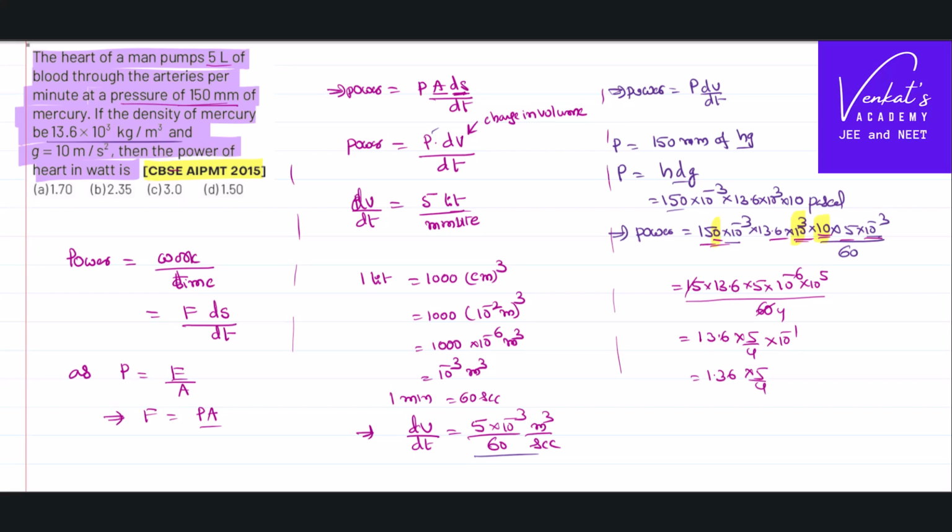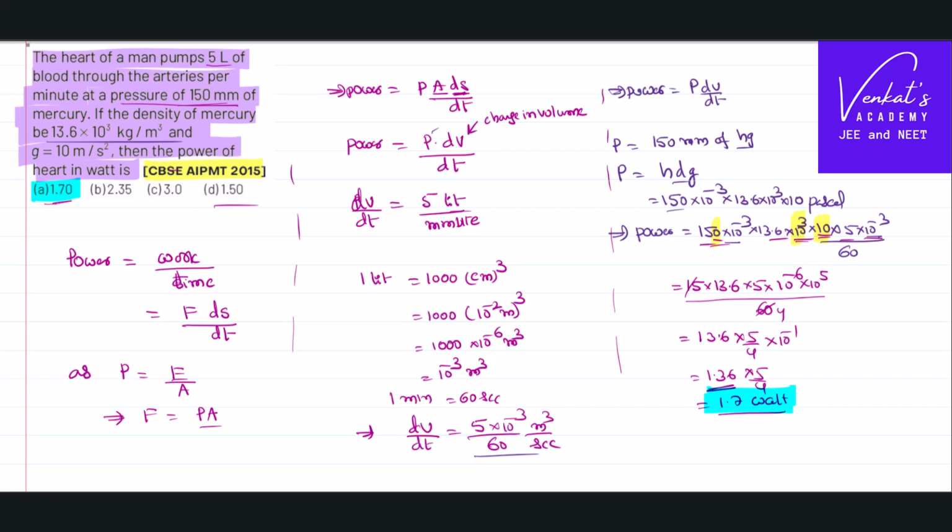This is going to be a little more than 1.36. The only answer that is a little more than 1.36 is 1.7. It's definitely greater than 1.5. So the answer is 1.7 watt. So your heart is a very small engine with a power of 1.7 watt.